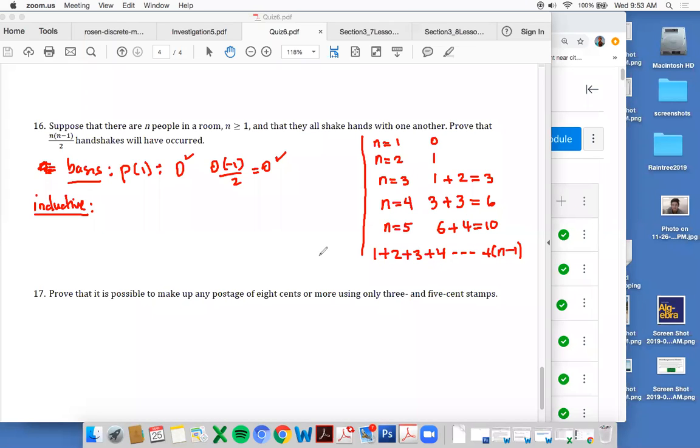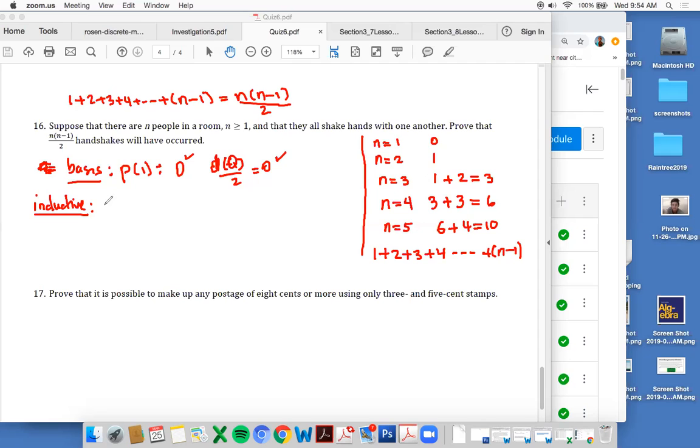Again, we've looked at this problem before a couple of times. So what we're trying to prove here is that if I add 1 plus 2 plus 3 plus 4 plus all the way to n minus 1, this is going to give me n times (n minus 1) over 2. We see that it worked for when n was 1. One person in the room, then we get a 0. Actually, this should have been 1 and 0. I plugged in the wrong thing. n was 1, not 0.